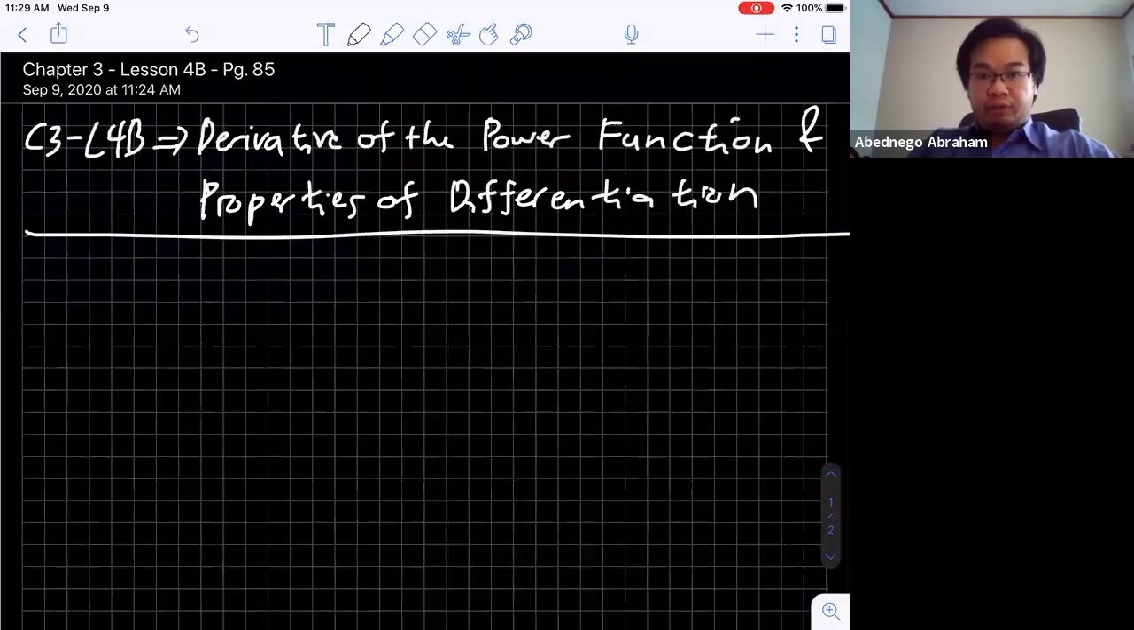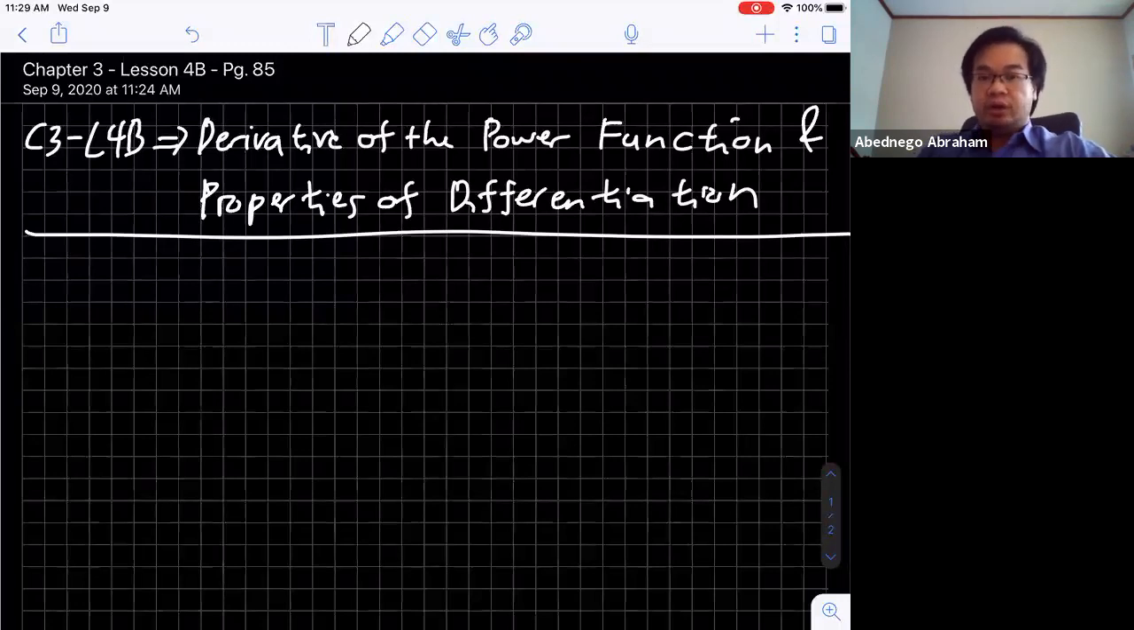Okay, good morning, everyone. So now we are going to continue the previous lesson, which is lesson 4, chapter 3. Now I'm going to continue with the topic of the derivative of a power function and the properties of differentiation.